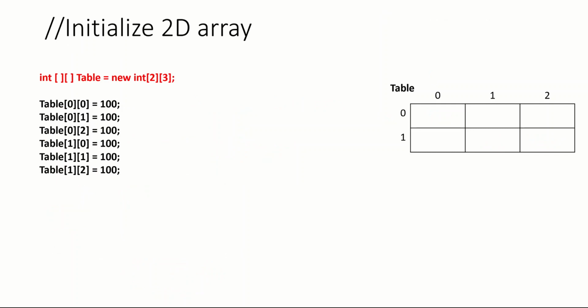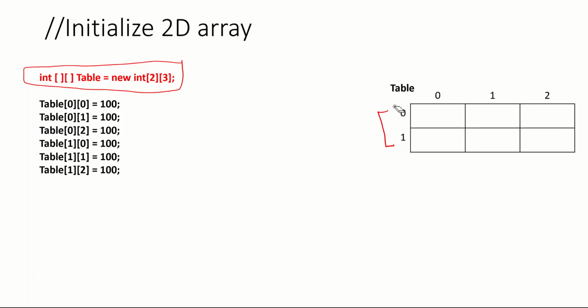Now the second thing we will deal with is initializing a two-dimensional array. Assume we have the following statement which says integer brackets table equal new integer 2 and 3. So this is similar to the statement we had before, which means we are creating a table, and the table will consist of 2 rows and 3 columns. That's why I'm having here 2 rows and 3 columns.